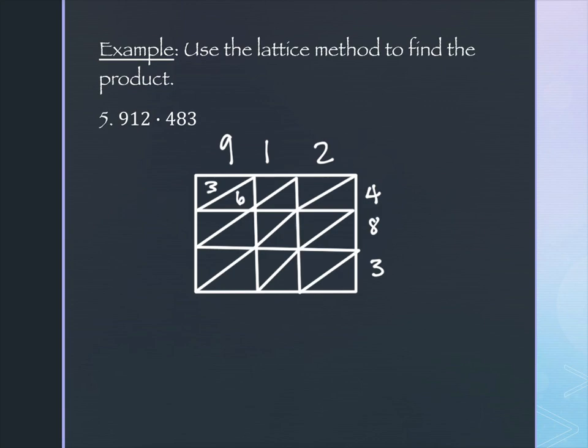The next one is 1 times 4. That's 4. Single-digit number just goes in the bottom right-hand corner. And then 2 times 4 is 8. 9 times 8 is 72. 7 in the top, 2 in the bottom. Whoops. 1 times 8 is 8, and then 2 times 8 is 16. 9 times 3? 27. 1 times 3 is 3, and 2 times 3 is 6.